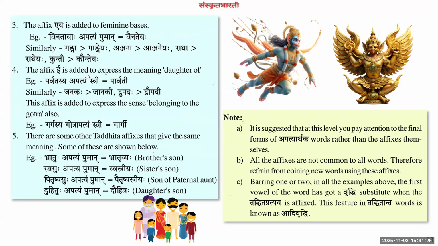Okay, the affix e is used to express the meaning daughter of. Parvati, again we don't know what is the full expansion of e. So Parvatasya apatyam stri Parvati, Janakaha Janaki. So Janakasya apatyam stri Janaki. Who is this? Sita Mata, Sita. Drupadaha Draupadi. Drupadasya apatyam stri Draupadi. She is of course born from a yajna, but still she is Draupadi.